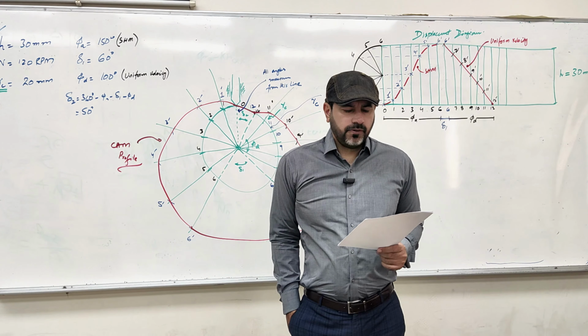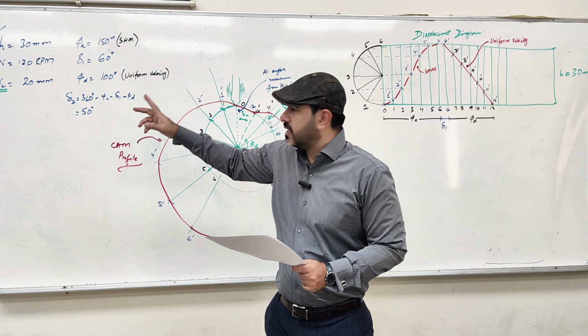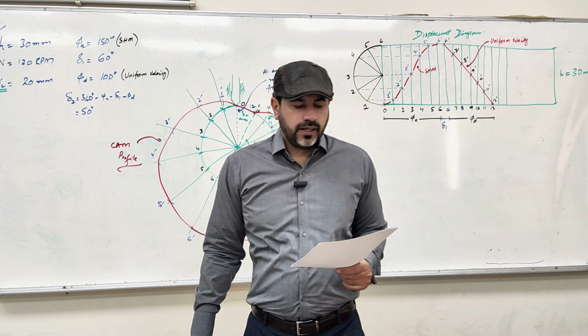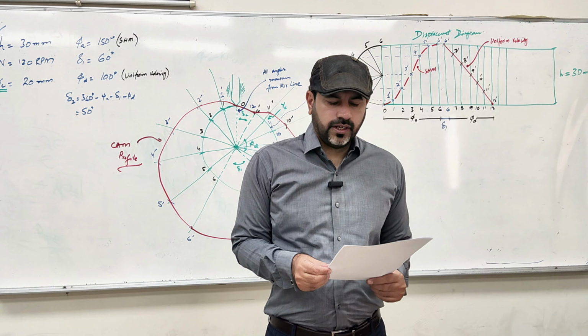The cam rotates at a uniform velocity of 120 RPM. There are some formulas given. You need to use that RPM, etc., for calculating the maximum velocity and maximum acceleration of the follower during the lift and the return.